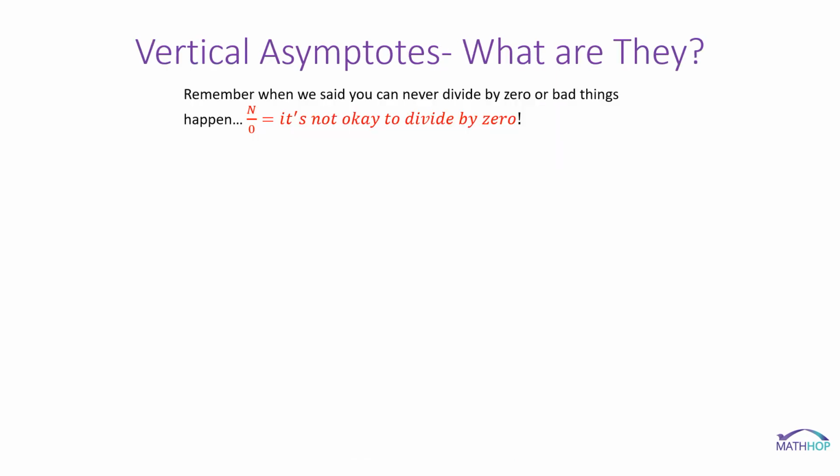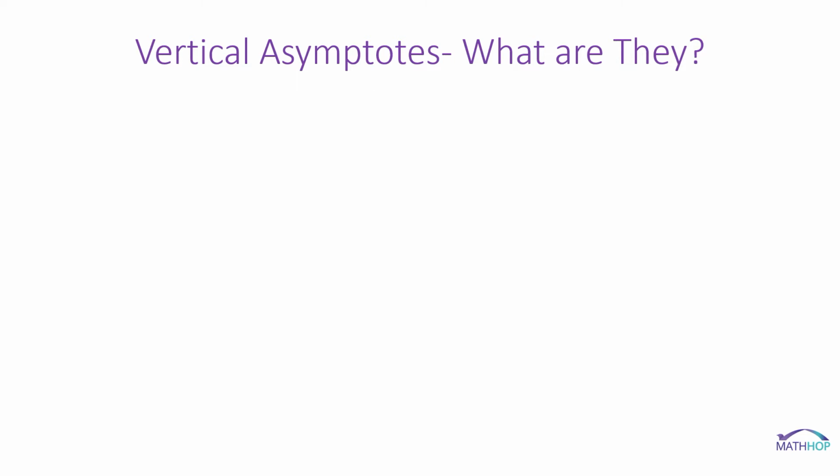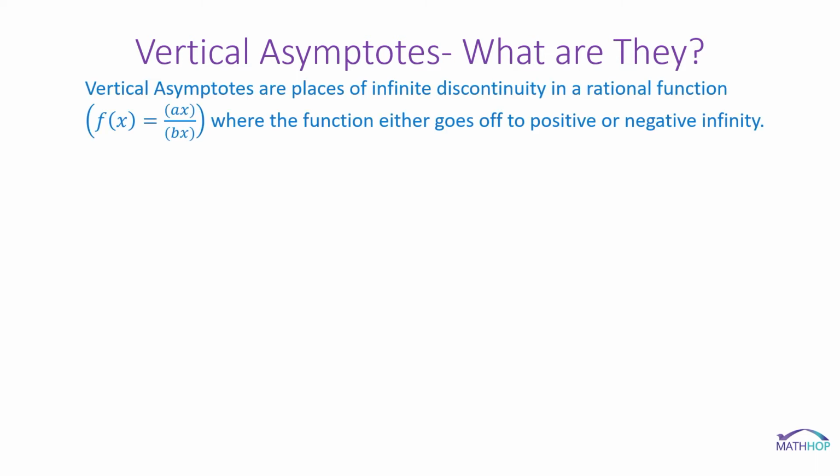All right, so we have said for a long time you can't divide by 0. A, it's impossible, and B, bad things happen. Those bad things are vertical asymptotes. So vertical asymptotes are places of infinite discontinuity in a rational function. All right, discontinuity. Super complicated word. It simply means the graph isn't continuous. What does that mean? Just means you can't graph it without picking up your pencil.